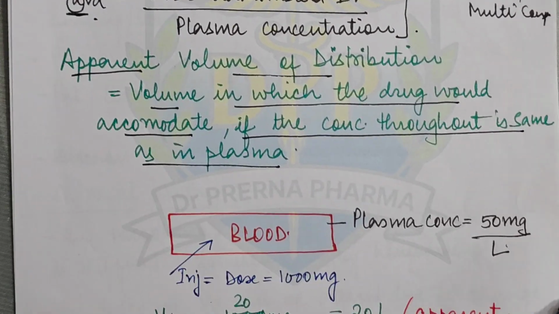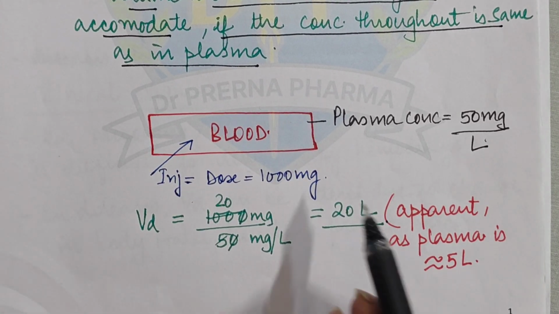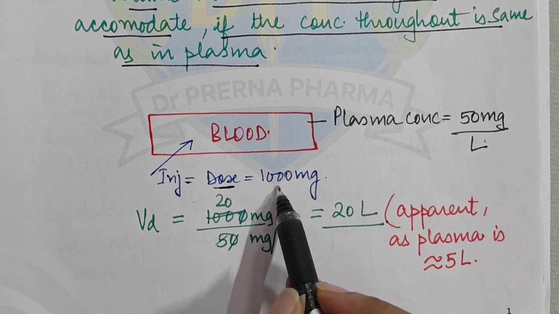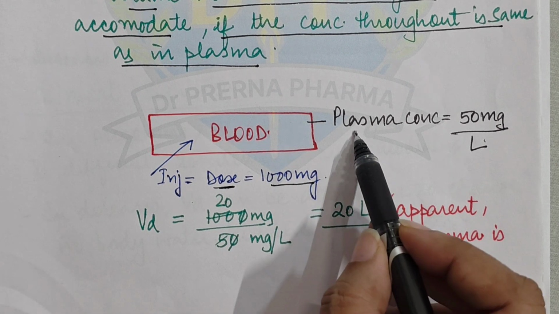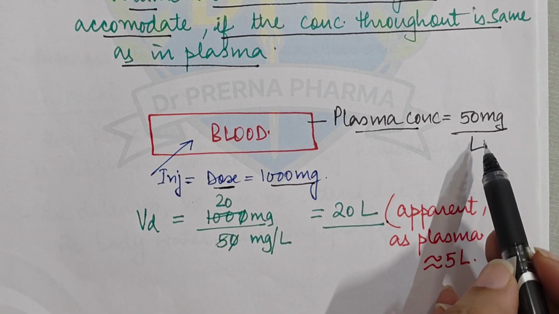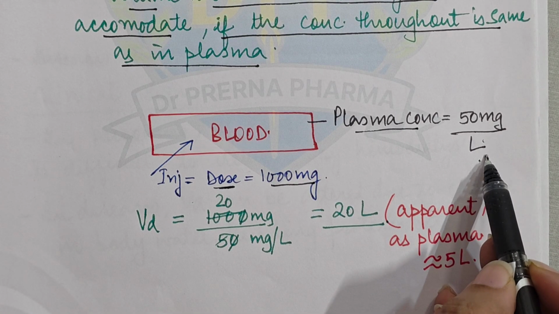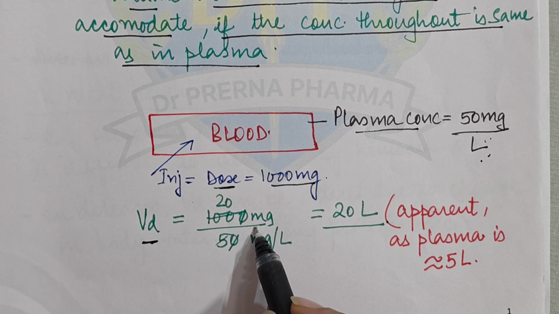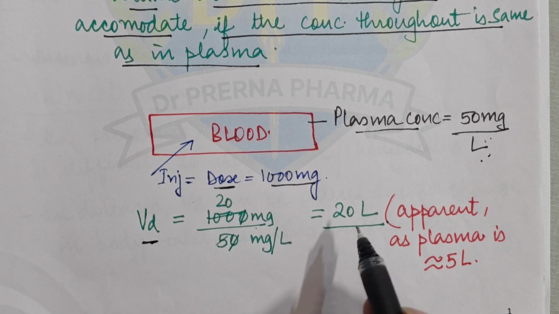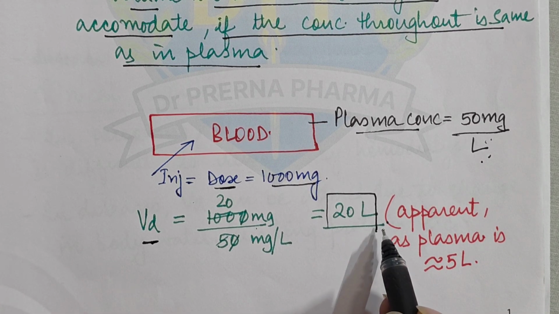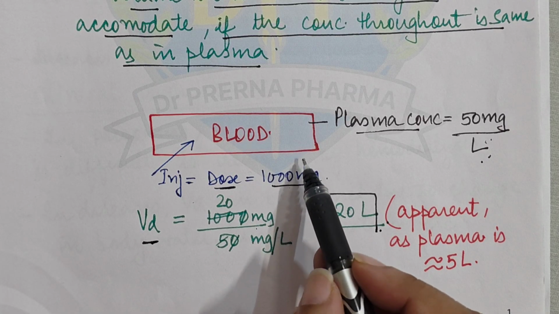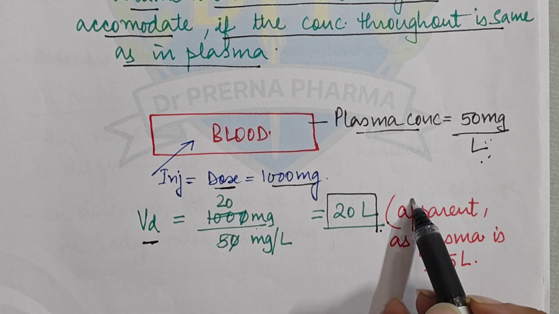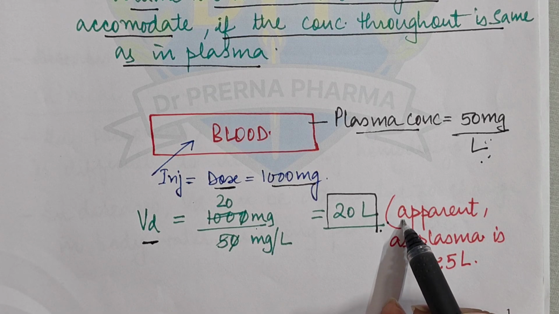Okay, now see why we are using apparent. I'll give you an example. The drug is injected into the blood and the dose of the drug injected is 1000 milligram, right? The plasma concentration when it was measured is 50 milligram per liter. Okay, that means there are 50 milligram in 1 liter. So by that, what is the volume of distribution? 1000 milligram upon 50 milligram per liter. That means what is the volume of distribution? 20 liters. That means you injected 1000 milligram and there was 50 milligram in every liter, so by that calculation the volume of distribution of that drug is 20 liters.